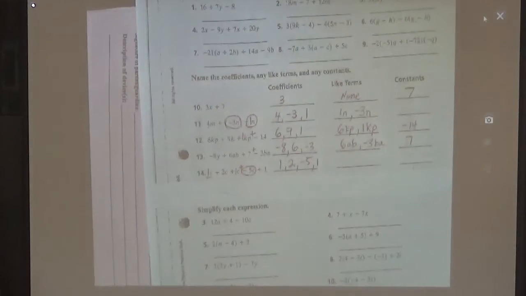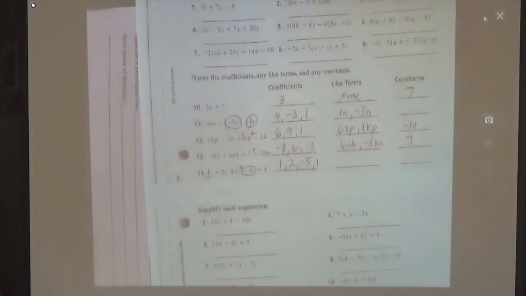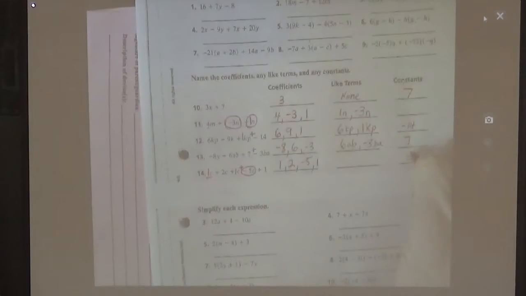Okay? Did you get that one? Negative 5? Good. What about the other one? Does that have a C next to it? If it doesn't have a variable, it's not a coefficient. Then it's a what, Catherine? That's a constant. So we put that over here.